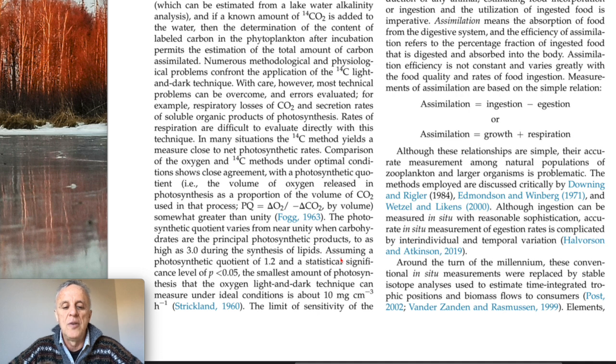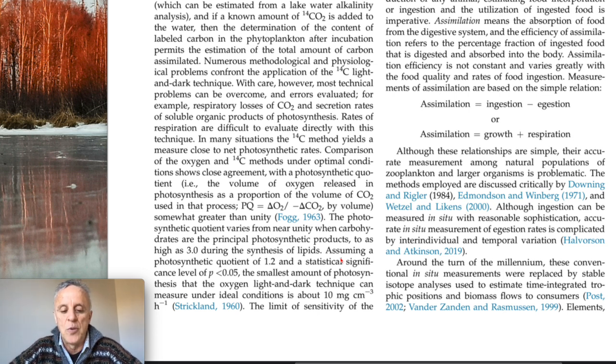For example, the volume of oxygen released in photosynthesis as a proportion of the volume of CO2 used in that process. The photosynthetic quotient varies from near unity when carbohydrates are the principal photosynthetic product to as high as 3.0 during the synthesis of lipids.